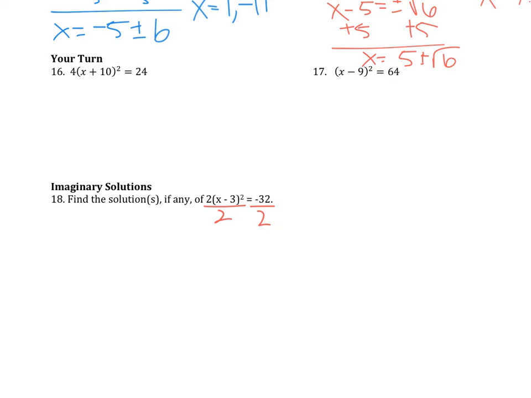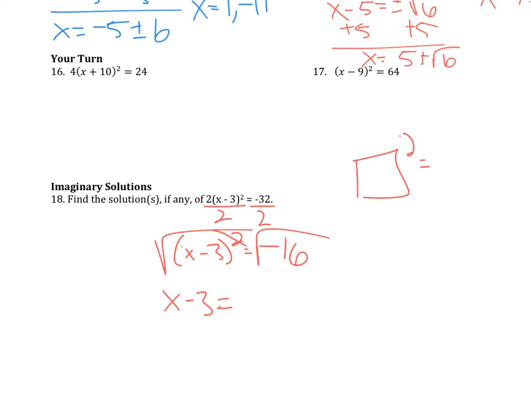And so then we get x minus 3 squared equals negative 16. Now we take the square root. Well, that cancels out there, and we get x minus 3. But now we have the square root of negative 16, which, as we already saw, there's nothing that works to multiply to negative 16. So here's where imaginary numbers come in.